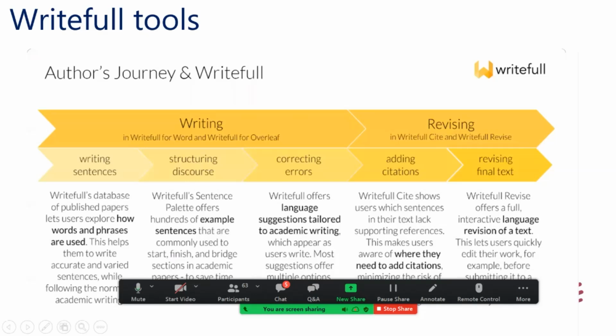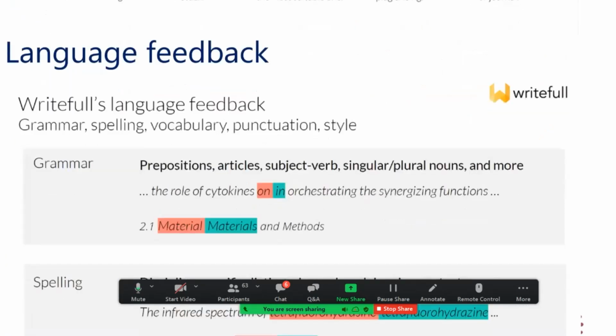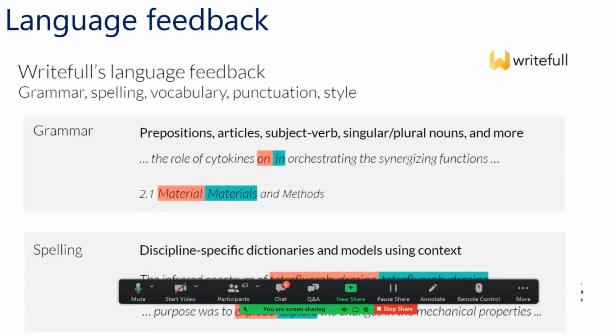And this is part of the writing. So when you're done with writing, you would then want to revise your document, right? You want to see if there's missing citations. You want to see if your final text actually has no spelling mistakes or grammatical mistakes as well. So these are the two components of Writeful. And how it does that is it's based on 5 principles, which is basically grammar, spelling, vocabulary, punctuation, and style.